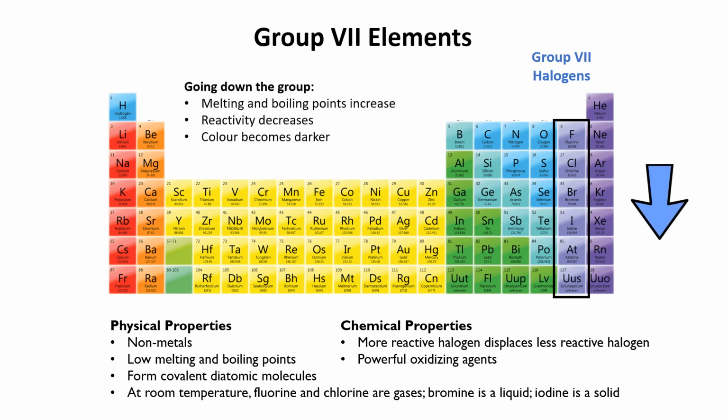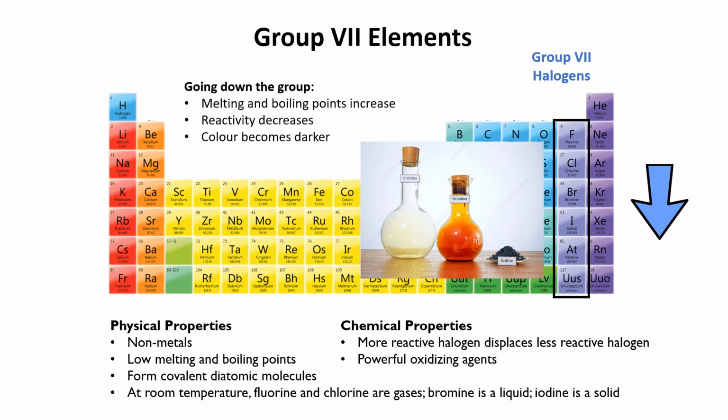So going down the group, melting and boiling points increase, reactivity decreases, and color becomes darker. So over here, in this picture, you can see that the color becomes darker across chlorine, bromine and iodine.